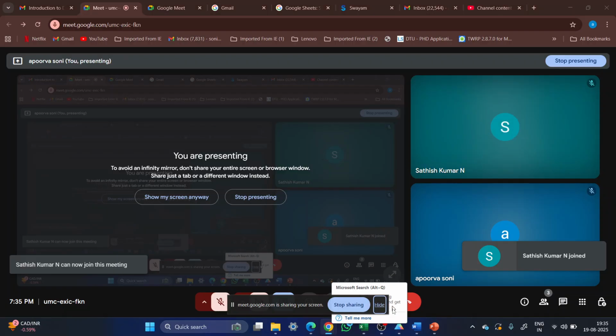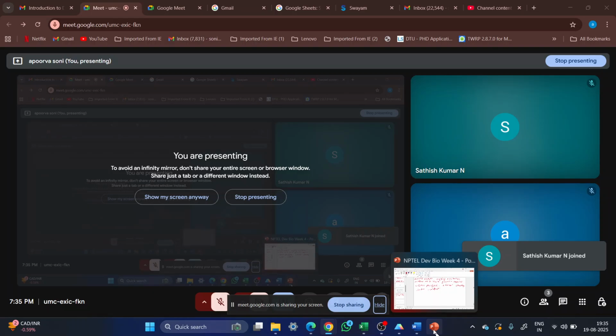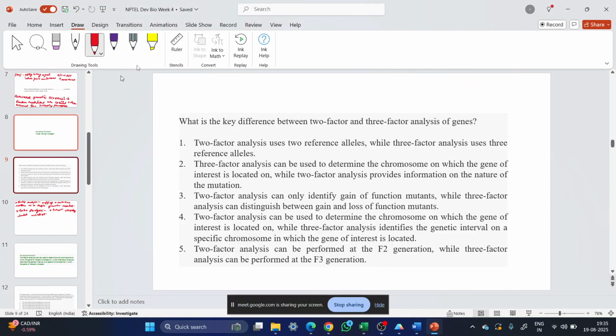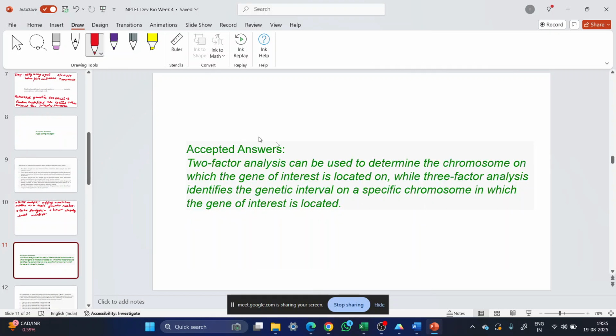So the question here says, what is the key difference between two-factor and three-factor analysis of genes? So the correct answer is: two-factor analysis can be used to determine the chromosome on which the gene of interest is located, while three-factor analysis identifies the genetic interval on a specific chromosome in which the gene of interest is located.